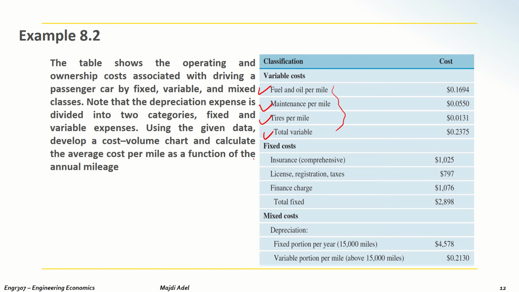The fixed cost is insurance, license, registration and taxes, finance charge, and this is the total fixed cost. Notice that the total fixed cost doesn't depend on the miles traveled. Now we have a mixed cost, which is depreciation. We have a fixed portion of depreciation: for every 15,000 miles traveled, the car will lose $4,578 of its value. And the variable portion: for any mile above the 15,000, the car will lose $0.213 per mile.